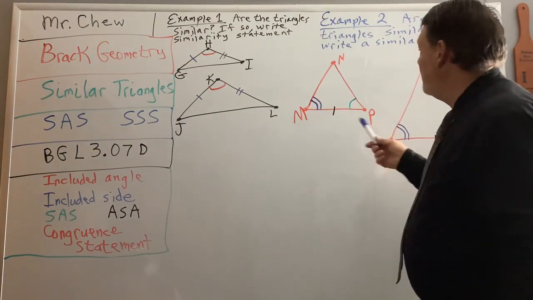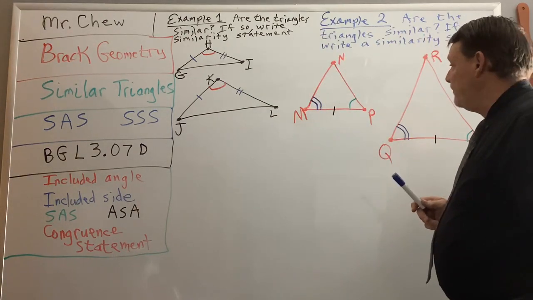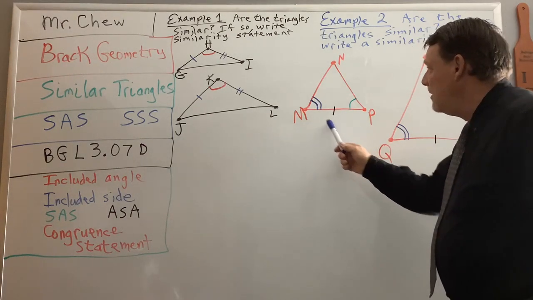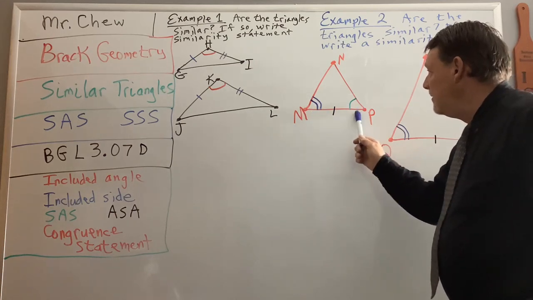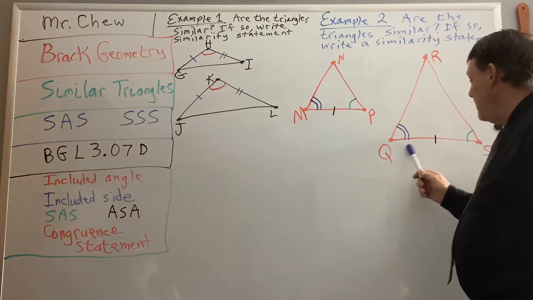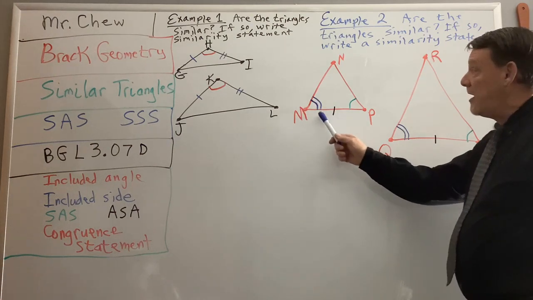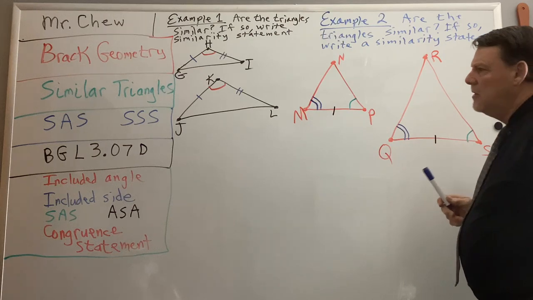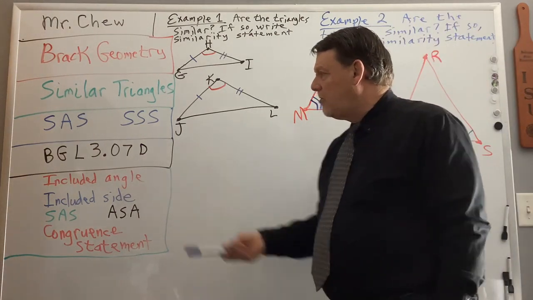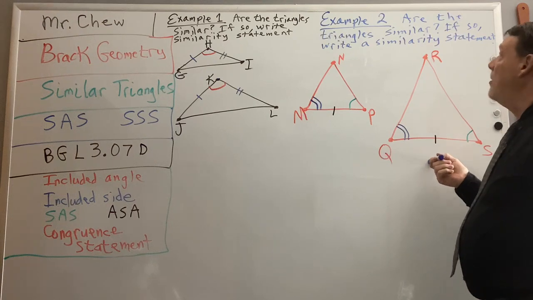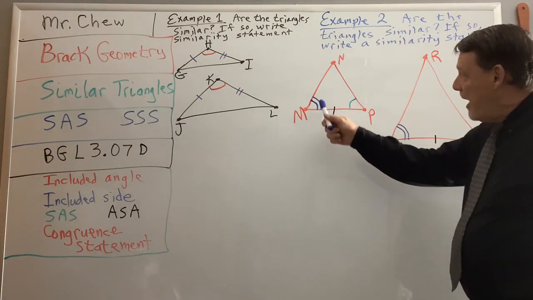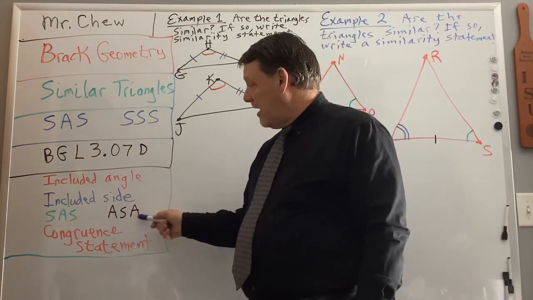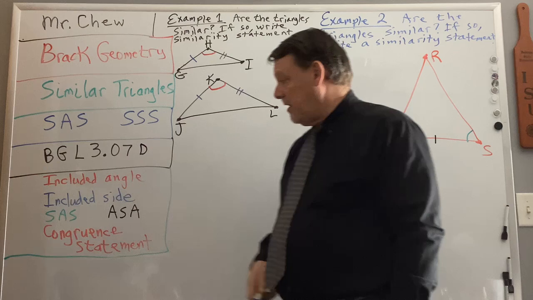An included side would be an example like here in example 2. Do you see how the corresponding side with one tally is in between the two angles that are marked corresponding? I got two arcs here, two arcs here. One arc here, one arc here. So that's the difference between an included angle and an included side. And if these are similar, then I would say by angle, side, angle. The side is between the two angles.